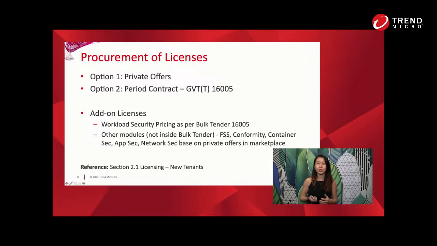There are two ways to procure this Cloud One module within your environment. First is private offers offered through the marketplaces like AWS or Azure. And then we also have another option of having this contract through your bulk tender 16005. If you want to add on any licenses for workload security, you could purchase it through the bulk tender 16005. However, the other modules are not in bulk tender, but this could be done through a private offer, where you could just talk to our account managers to discuss more about options for that, because our team has done up a special pricing for government agencies.